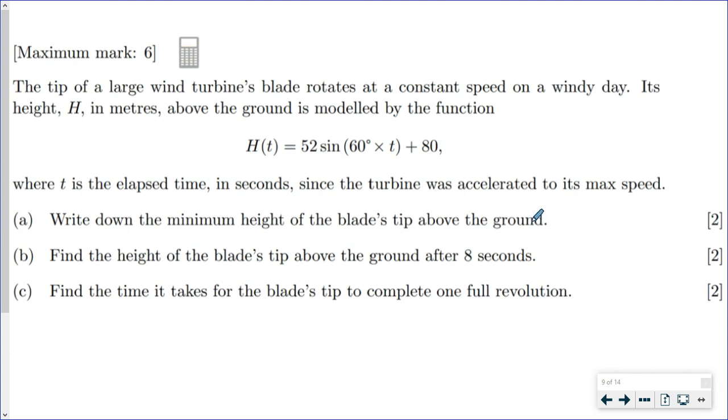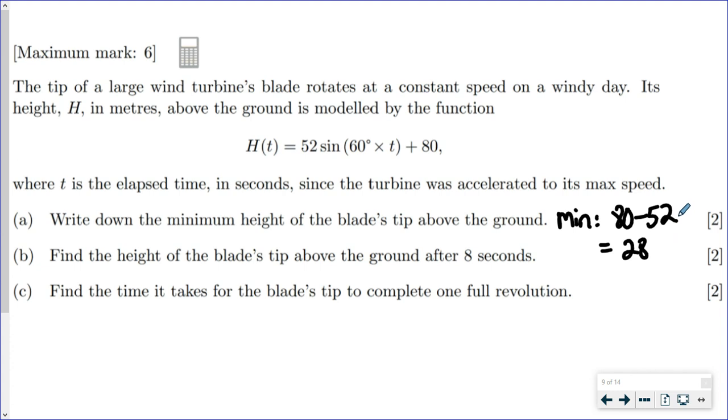The baseline plus the amplitude is the maximum. The baseline minus the amplitude is the minimum. So remember, the baseline is this D. In this case, it's at the end. Sometimes it's at the beginning. My amplitude is the absolute value of A, which is the coefficient of sine. So in this case, my minimum would be 80 minus 52, which is 28.